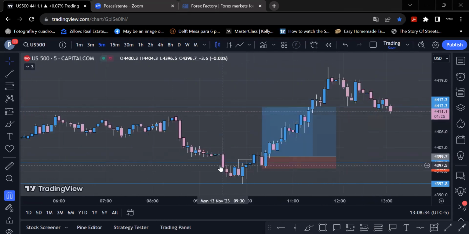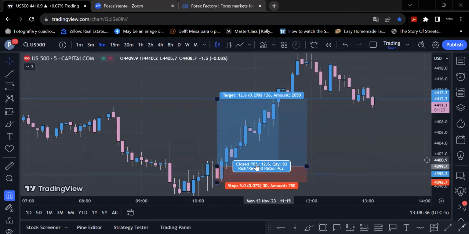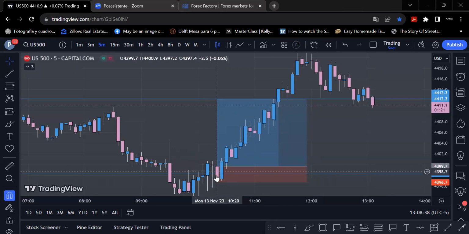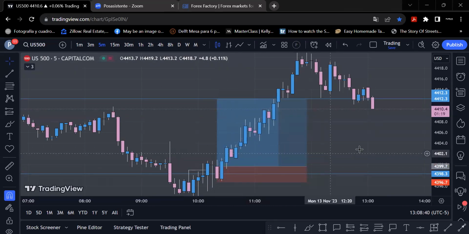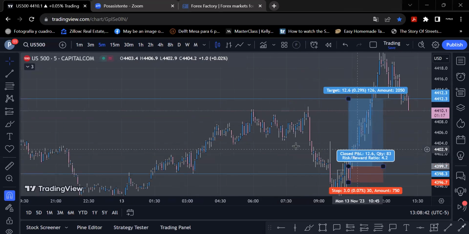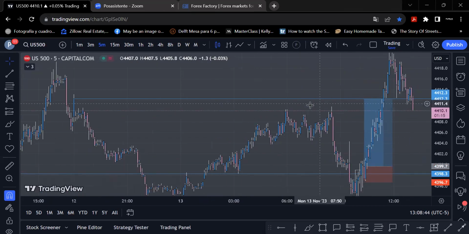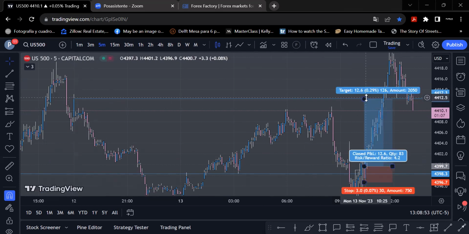As you guys can see, the entry point on the 5-minute would have been the opening of this down candle here, which would be an order block. And the exit point would be above these highs, filling out the imbalance or the void of this up candle here, right at the close.